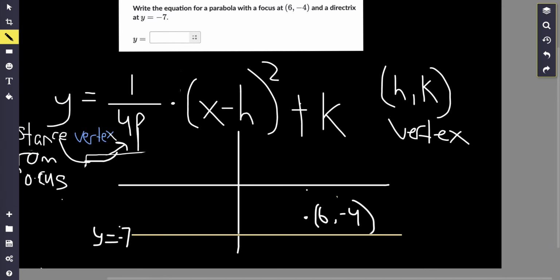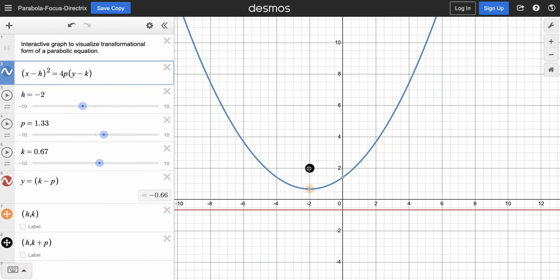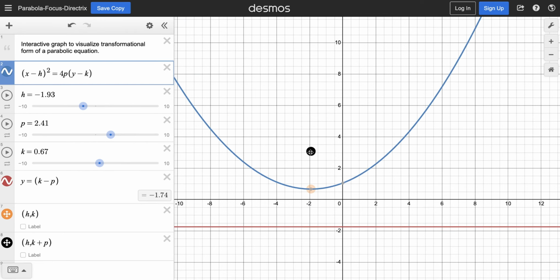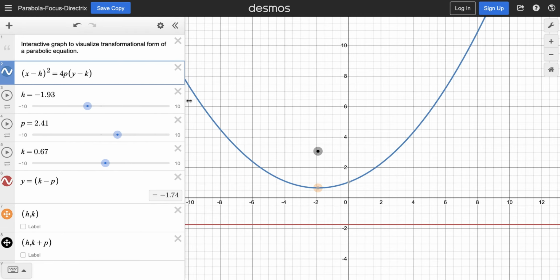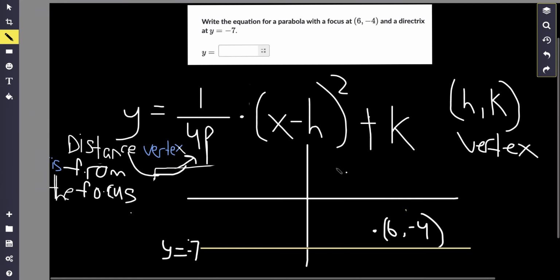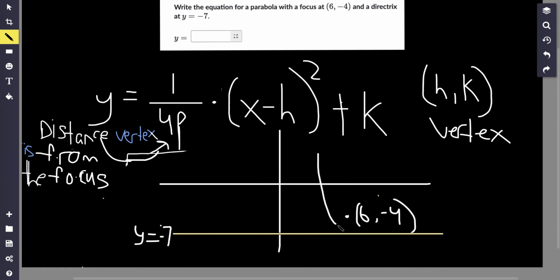Now, one thing you notice is that my focus is above the directrix. And it's exactly what I'm showing here. Remember, if the focus is above the directrix, that means your graph is going to be opening upwards. It's going to be a smiley face, right? So that means my graph is going to look something like this. I'm just going to draw it like this.